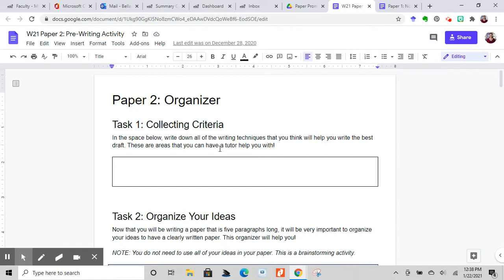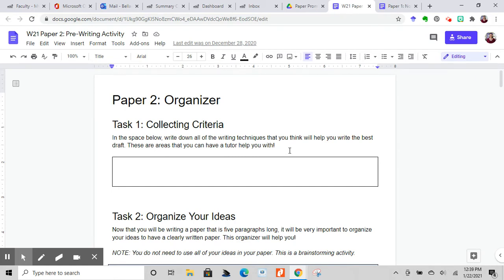And these are also areas that you can go see a tutor to have Luis or someone at the Writing Center help you with these areas. I give you ideas usually at the end of our class sessions for things that you could go see Luis for and get help with.